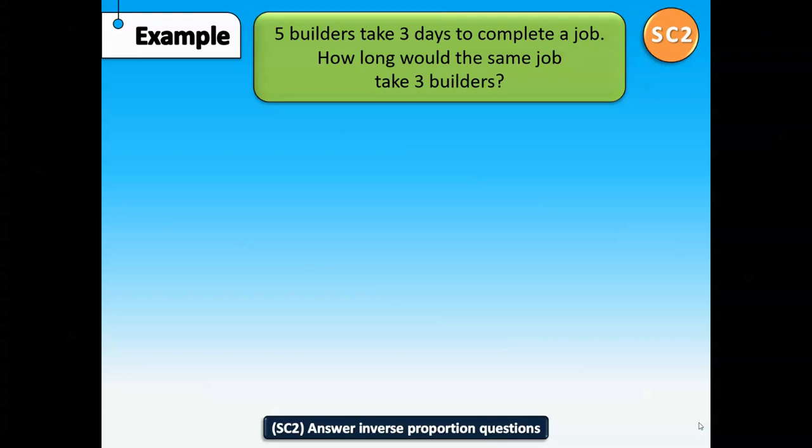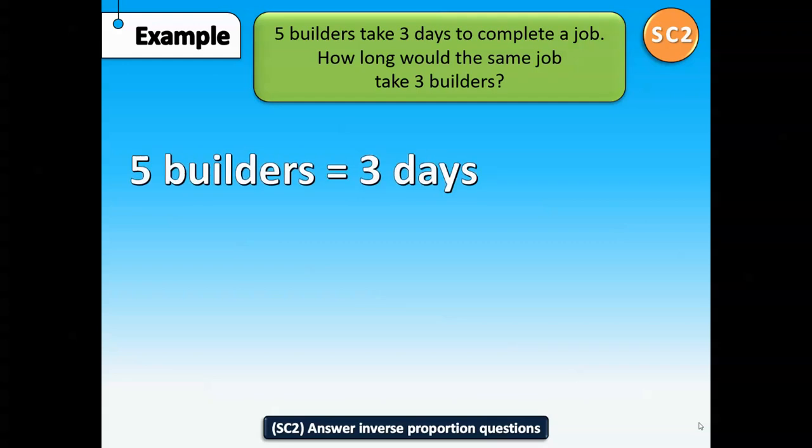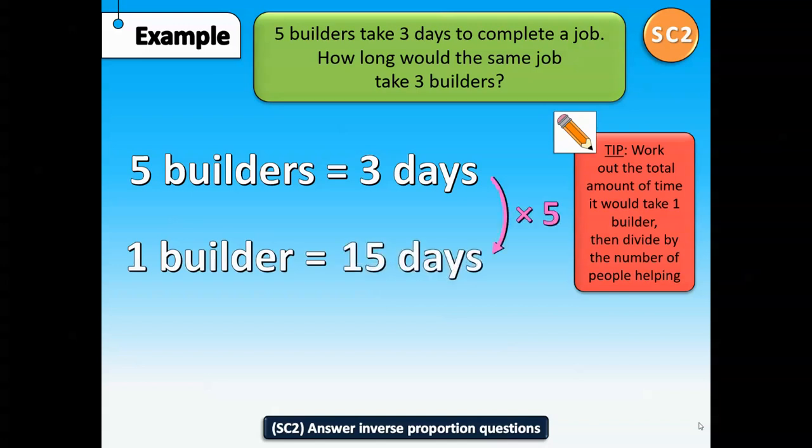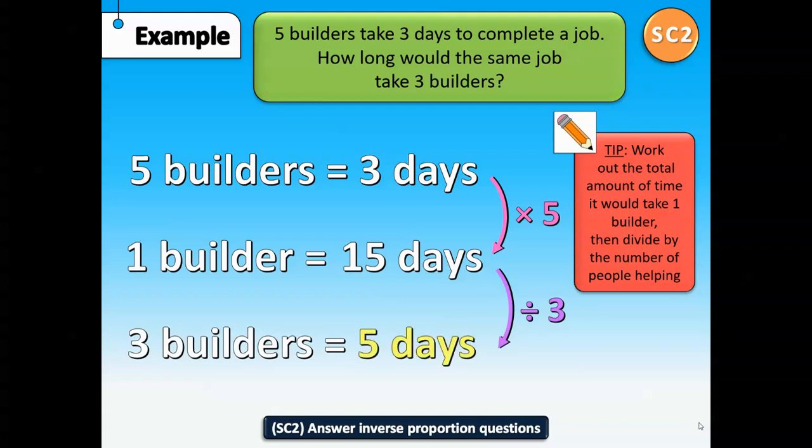So in this example, 5 builders take 3 days to complete a job. How long would the same job take 3 builders? So we know that for 5 builders, a job takes 3 days. So we want to work out the total amount of time it would take 1 builder, then divide by the number of people helping. So for 1 builder, it would take 15 days. So if we have 3 builders working on the job, it will take 5 days because we divide by 3.